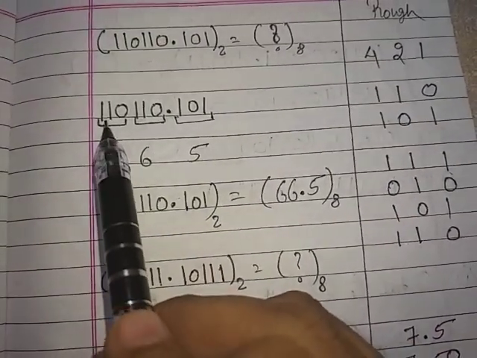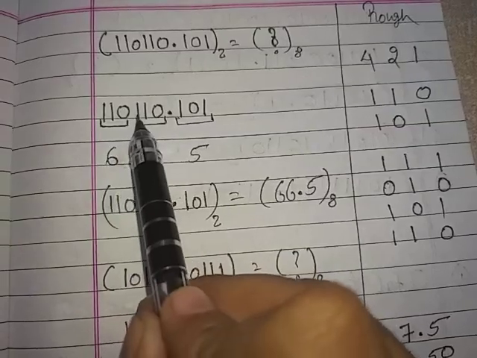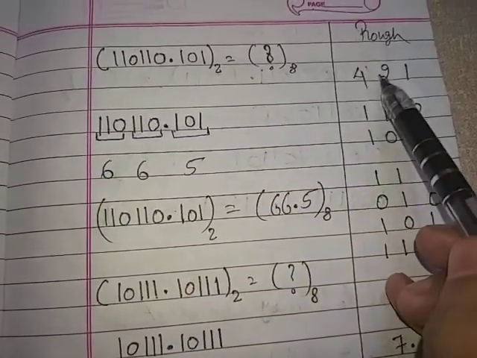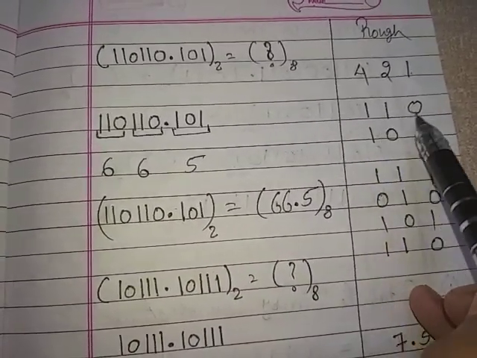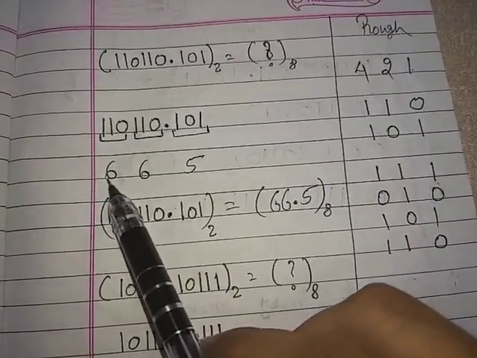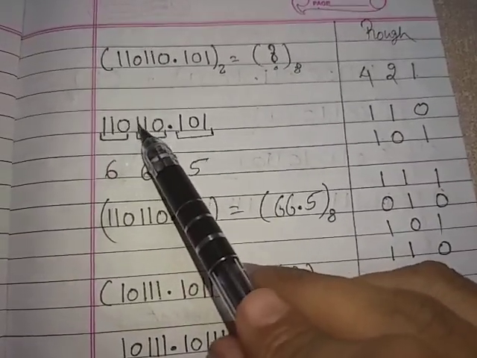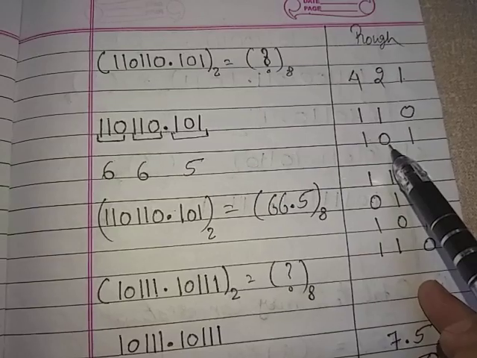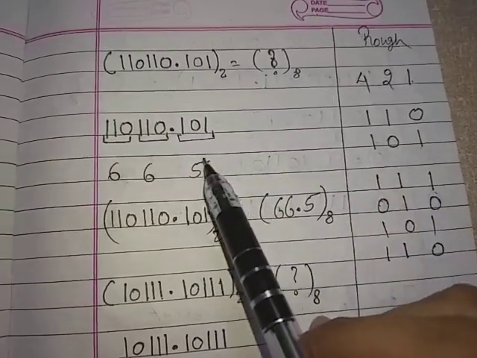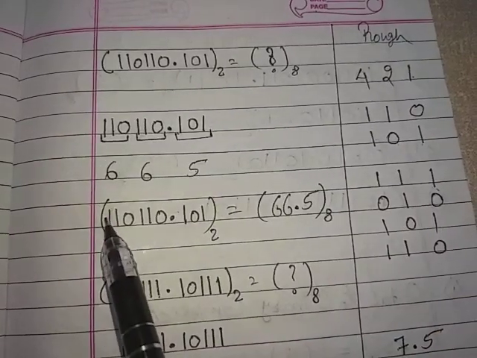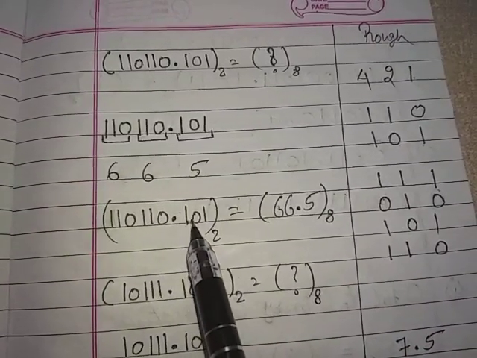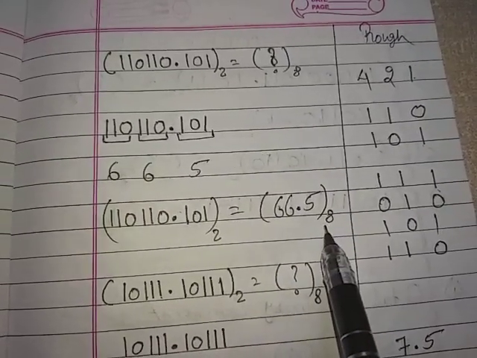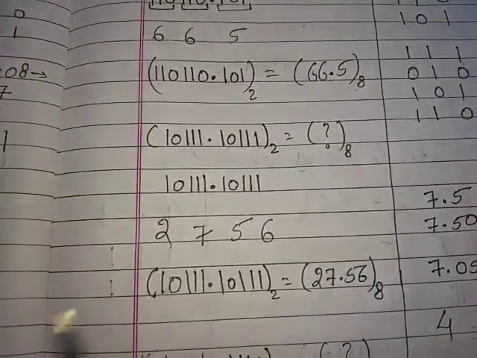So we will have 3 groups: 110, 110 and 101. Now I will put these into the 4 2 1 formula. So here it is 110, so 4 plus 2 is equal to 6. So we have 6 here. Again 110, that is 4 plus 2 is equal to 6. And now 101, that is 4 plus 1 is equal to 5. So here it is 5. So we have 110.110101 radix 2 is equal to 66.5 radix 8.